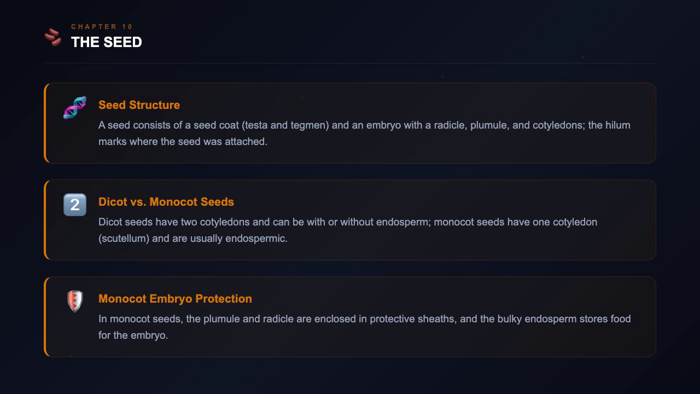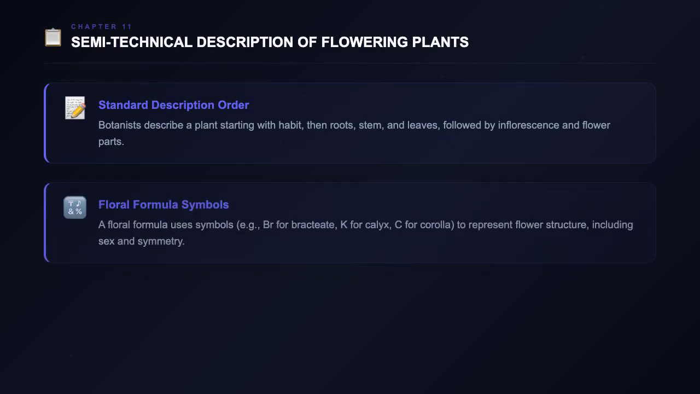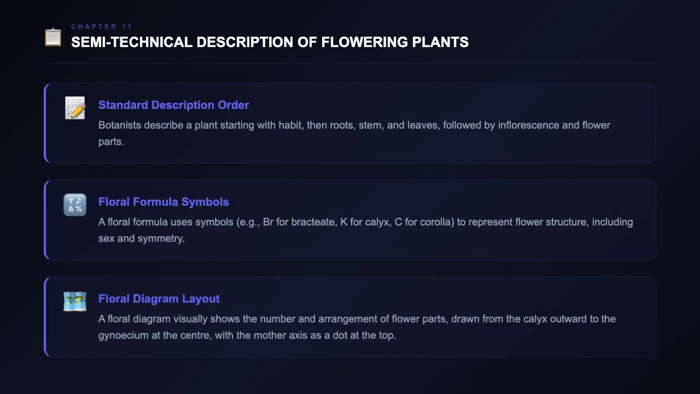Dicot seeds can be endospermic or non-endospermous. Monocot seeds are usually endospermic, with a bulky endosperm storing food. The embryo in monocots has a modified cotyledon called the scutellum, and the plumule and radicle are enclosed in protective sheaths.